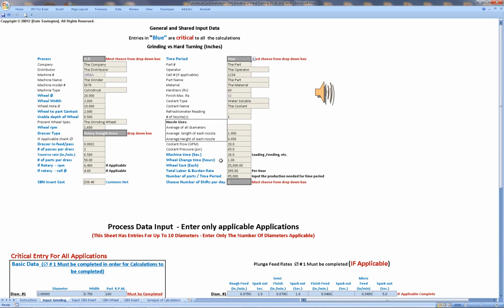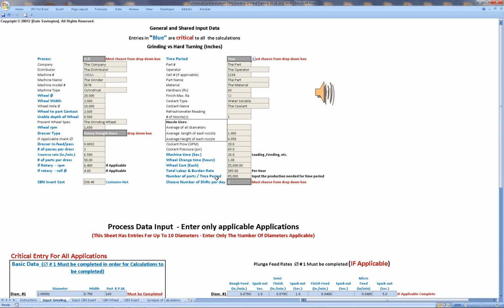The wheel change time for this grinding wheel is 1 hour. The wheel cost each is $5,000. So for this process I have chosen CBN wheel, and in fact the turning is going to be comparing PCBN for hard turning. The total labor and burden cost or rate is very important and can range almost any number. I've seen it as low as $25 and as high as $121 plus. For this application we have chosen $85 per hour.